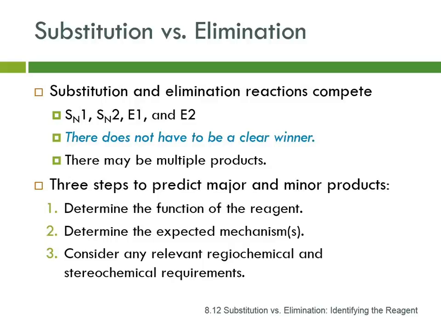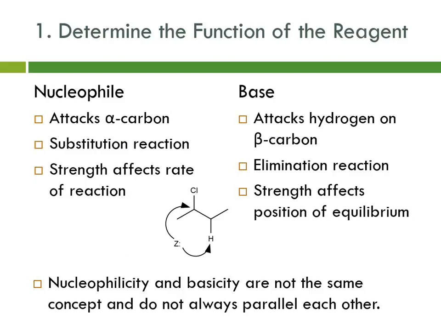There can be multiple products, and we need to be able to predict what major and minor products will be formed. And the steps in doing that are here: determining the function of the reagent, determining the expected mechanism, and then considering regiochemical and stereochemical requirements specific to those mechanisms. So we'll probably get through 1 and 2 today. Determining the function of the reagent.